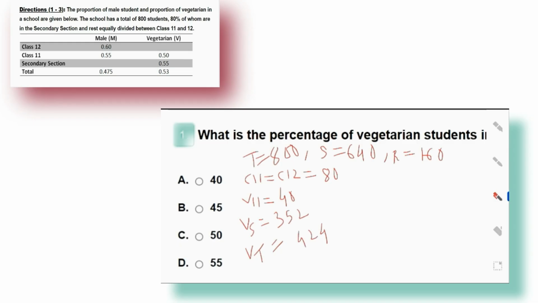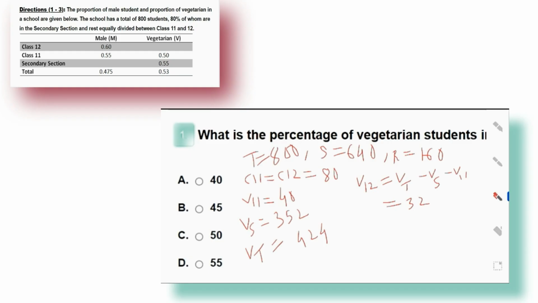Okay, so now our task is to calculate the total number of vegetarians present in class 12. That is, vegetarians in class 12 is equal to total vegetarians minus secondary vegetarians and minus 11th vegetarians. Okay, so this way we can get the total vegetarians present in class 12. So total vegetarians is 424 minus 352 minus 40, so this becomes 32. Okay, so total 32 students are vegetarian in class 12.